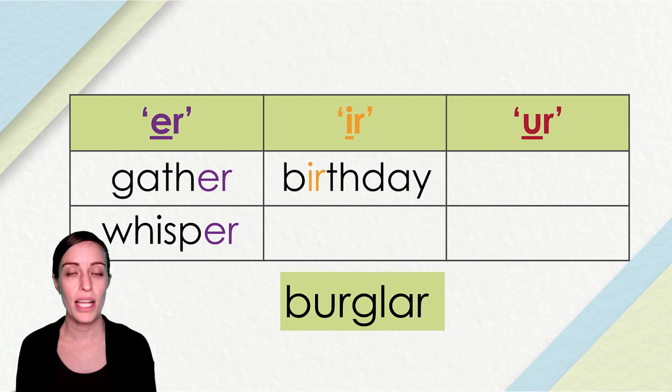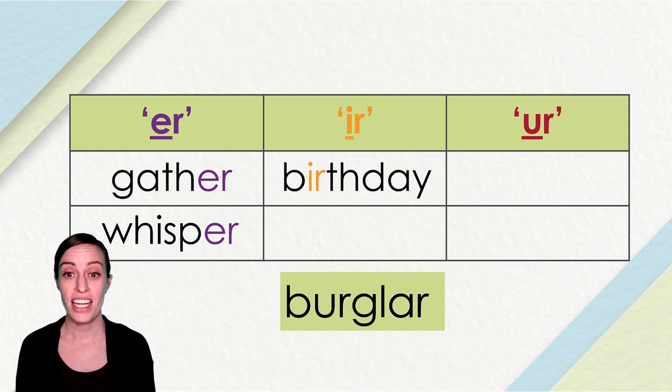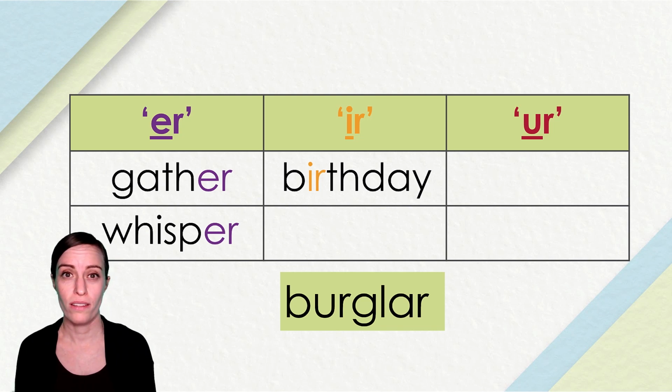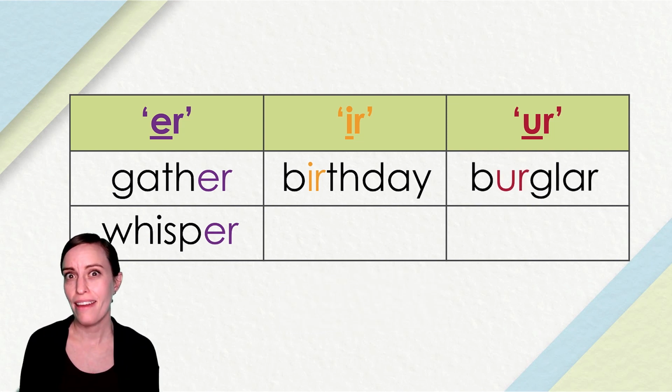This next word is burglar. This is a special word. It has 2 R-controlled sounds in it. We hear the sound in the first syllable and the R in the second syllable. We are focusing on the sound today. So let's think. How do we get the sound in the first syllable of burglar? It's the R controlling the U. That's how we get the sound.